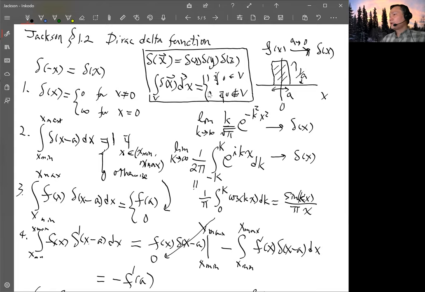So I think that's all the discussion on Jackson. Of course, there are many more discussions on the Dirac delta function, but we'll stop here for the discussion related to this section. Okay, so let's stop the recording.